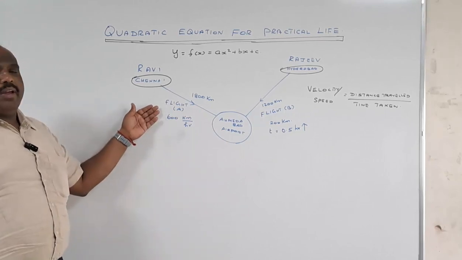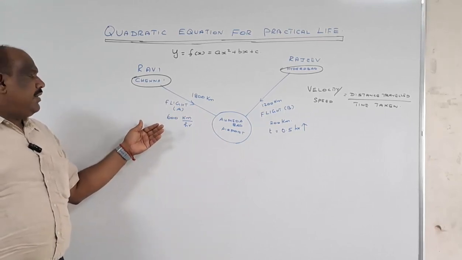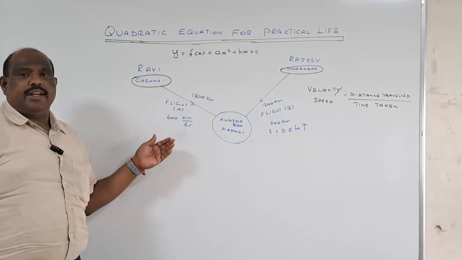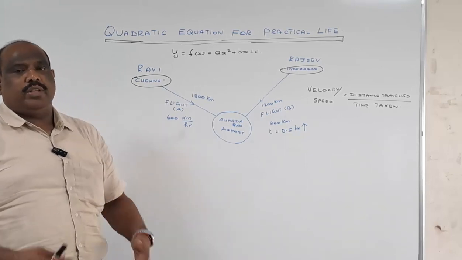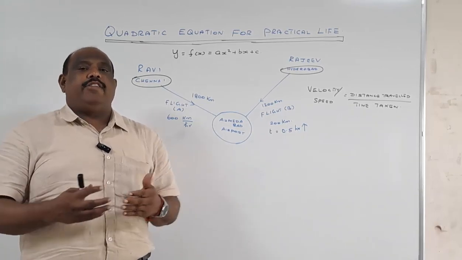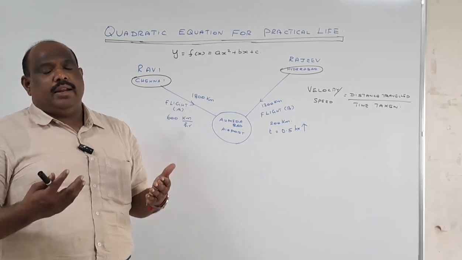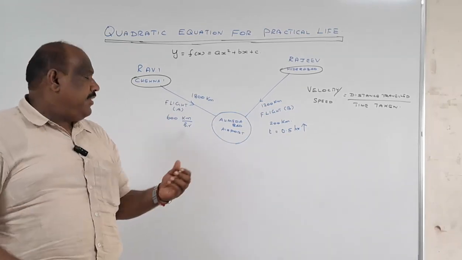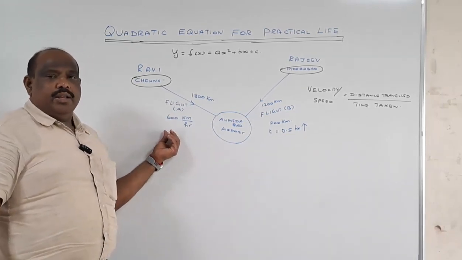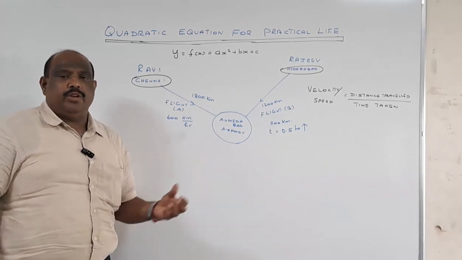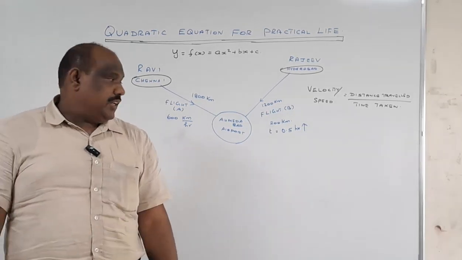And he is going to travel by a flight A, which will travel at an average speed of 600 kilometers per hour. So the flight is going to travel at an average speed. The speed may be a little higher or lower, but the average speed we are taking is 600 kilometers per hour. That is the unit of speed or velocity.